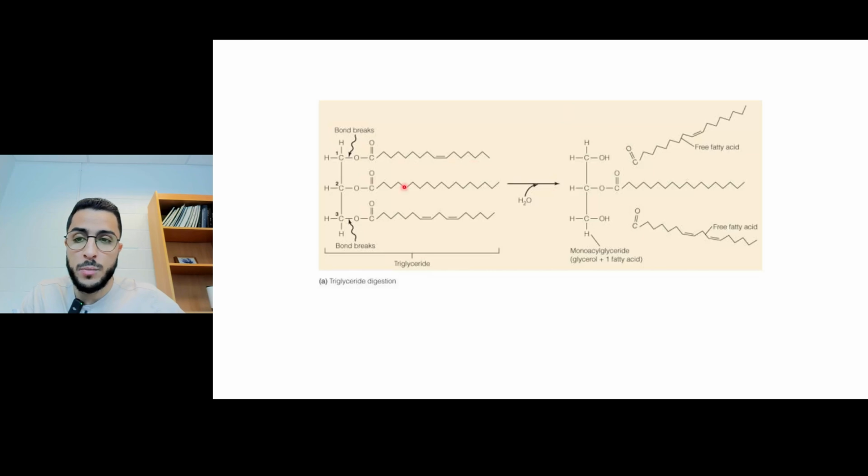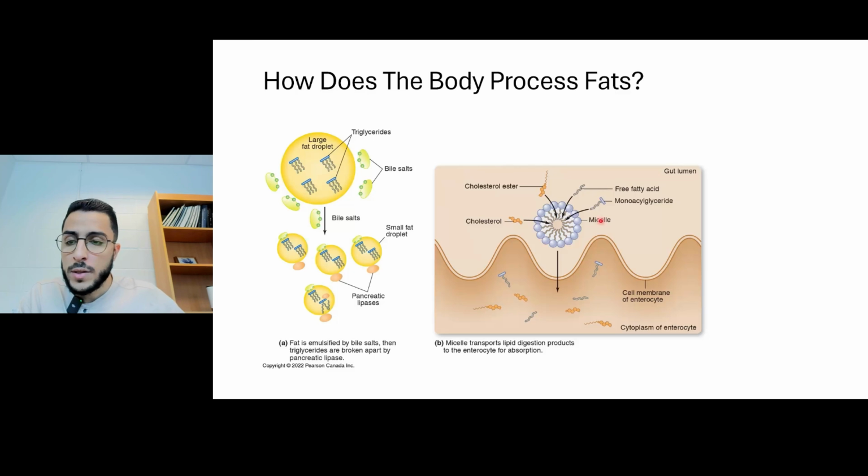This here is just showing the breakdown of the triacylglyceride. Okay, I think this slide should have been a bit earlier, but basically you will remove one bond here, or one here, and you'll leave a monoacylglyceride. So this is the emulsification of the big fat droplet that comes from food, because the bile salts will bind to it.